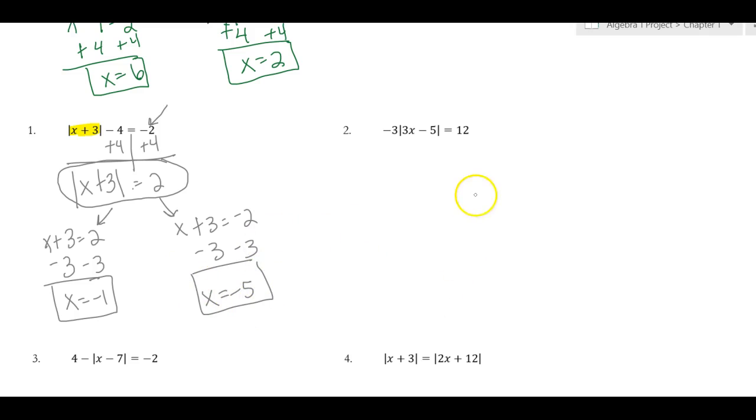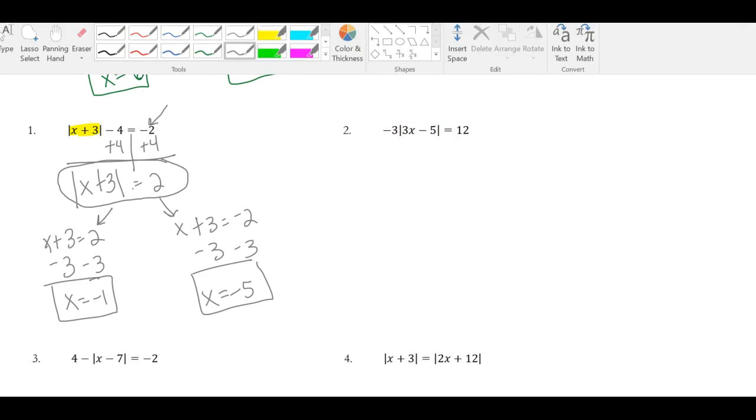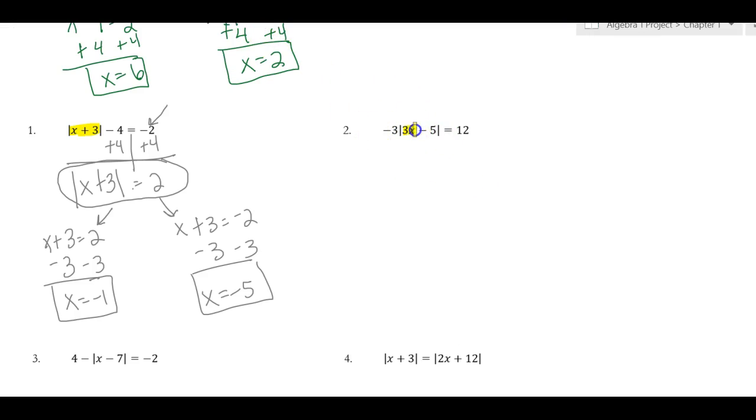Okay. All right, for number 2, again, what's inside stays the same. Don't distribute. You can just keep that the same. But I do have to get rid of this times negative 3. So I'm going to divide both sides by negative 3. So I get the absolute value of 3x minus 5 is equal to negative 4. So my absolute value is alone, so now I look, and it's negative. Can't be negative, so that means it's a no solution.